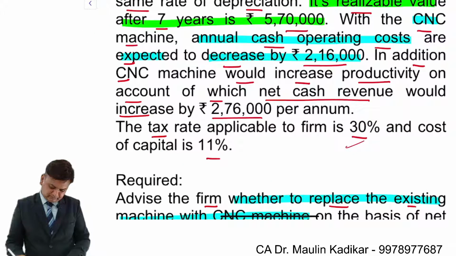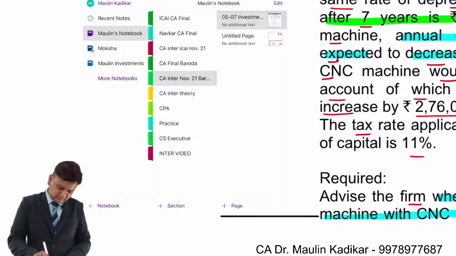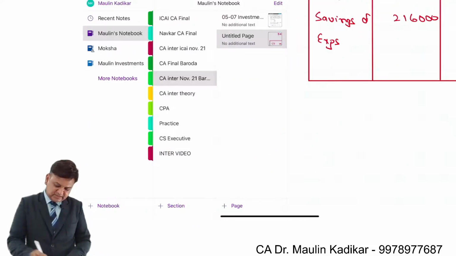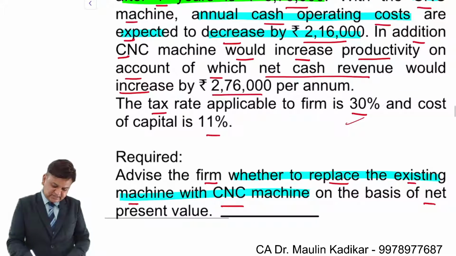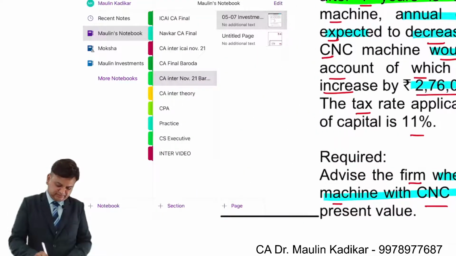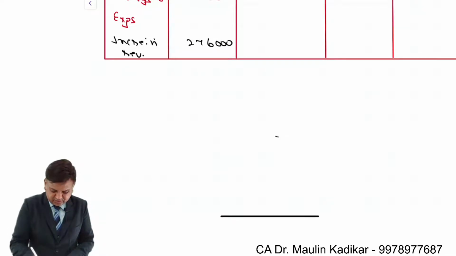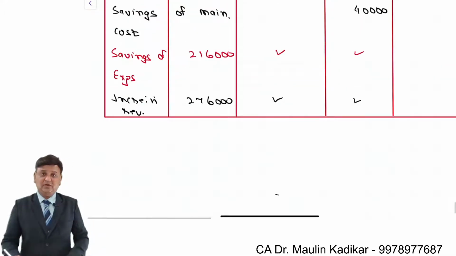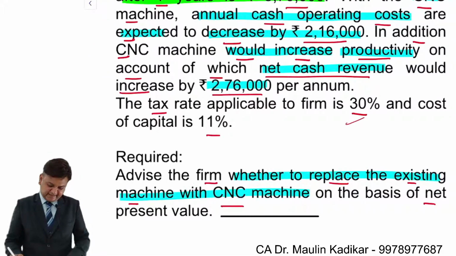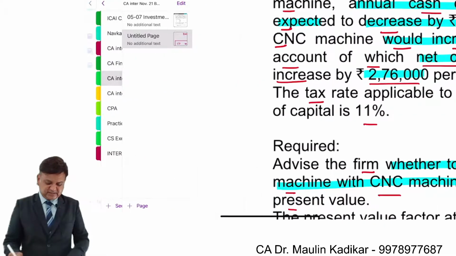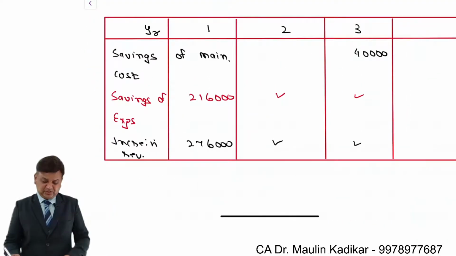Then next is, CNC machinery would increase the productivity, on account of which net cash revenue would increase by 2,76,000. So increase in revenue by 2,76,000. First year, second year, 3rd year and onwards. Okay, so these are the 3 advantages that we have with the replacement of the new machinery.